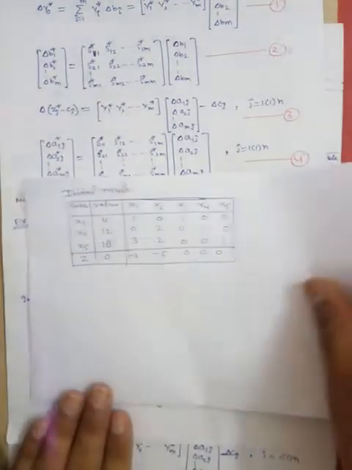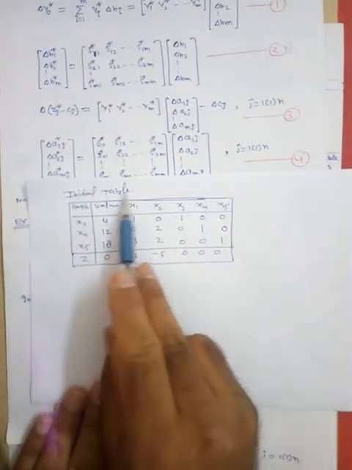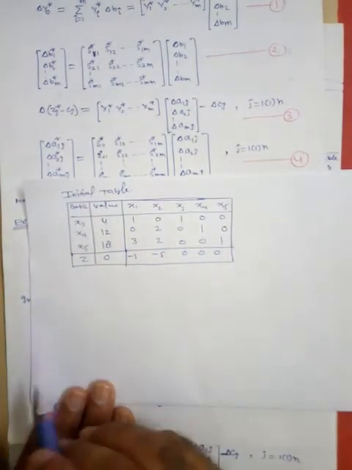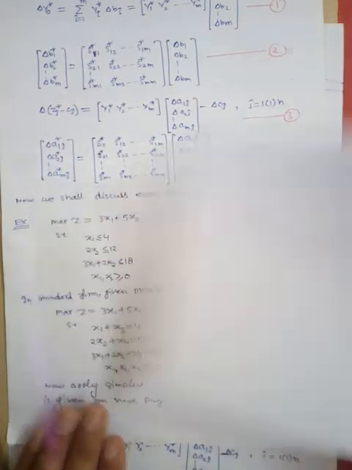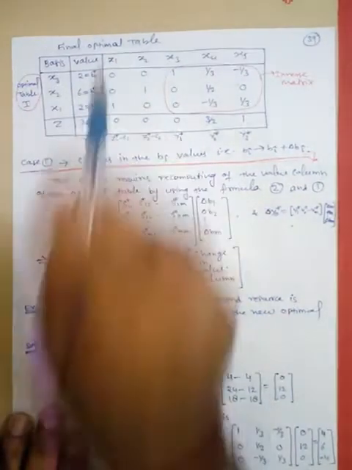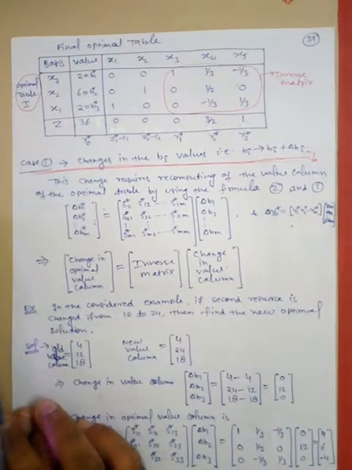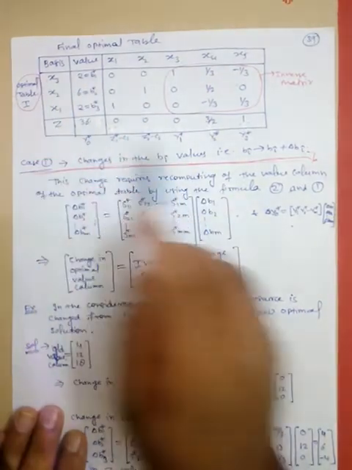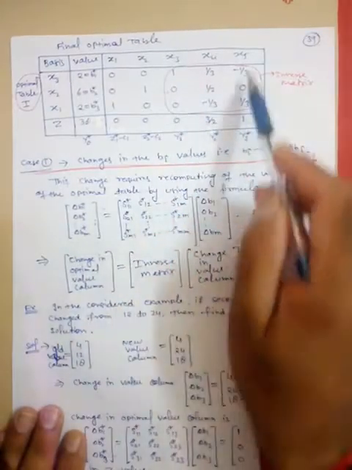So this is the initial table, the simplex table, and then we apply the simplex method. We get this final optimum table. Here in the final optimum table, this is the inverse matrix.